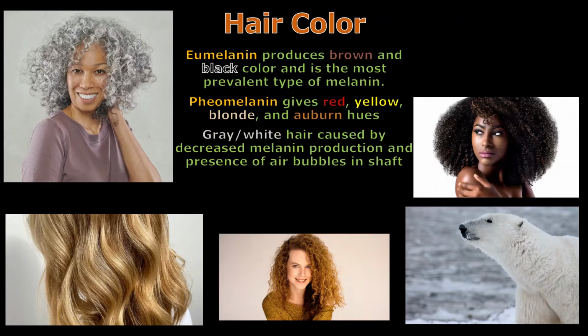Gray or white hair is caused either by decreased melanin production as you get older, but it can also be caused by the presence of air bubbles or damage to the shaft. And just for fun, polar bears don't have white hair. They have transparent hair, kind of like a fiber optic cable. And they reflect the snow that's around them, and it gives them this white look, but they're actually brown underneath with transparent hair.